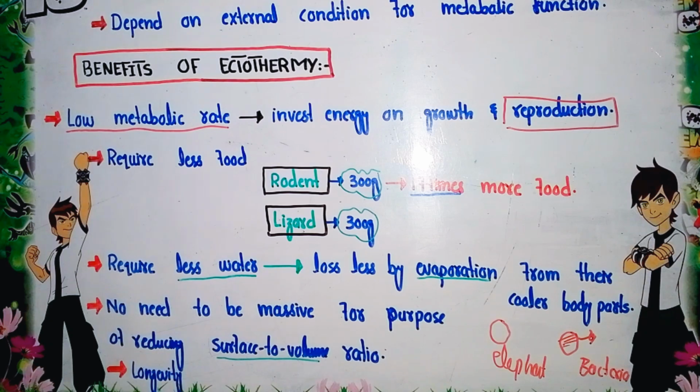Now the last but not least benefit of ectothermy is longevity. As compared to the endothermic animal, ectotherms have a long life. As you may have heard about turtles and crocodiles, they can live for a century. So these are the main benefits of the ectothermic animals.